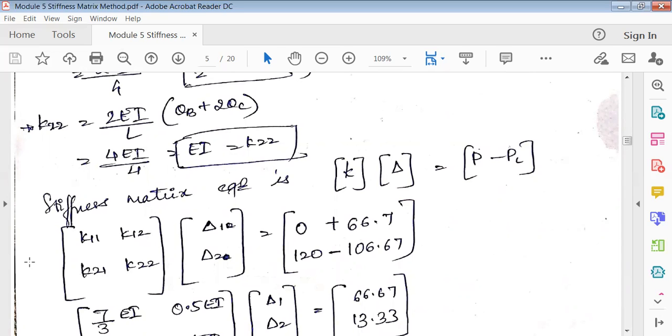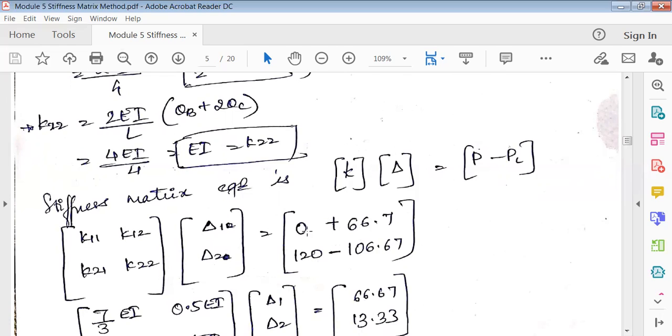Okay, so you can see here K11, first row, first column, second row, first column, then here also K12, first row, second column, second row, second column. So writing this is very important. Once you write this, next is delta 1 and delta 2 are the unknowns which you are supposed to find out. Then put it in the formula P minus PL.